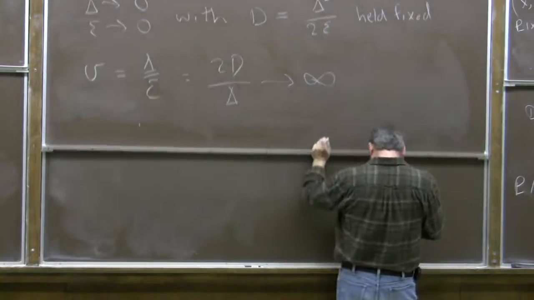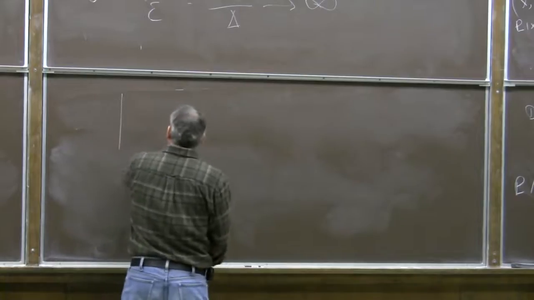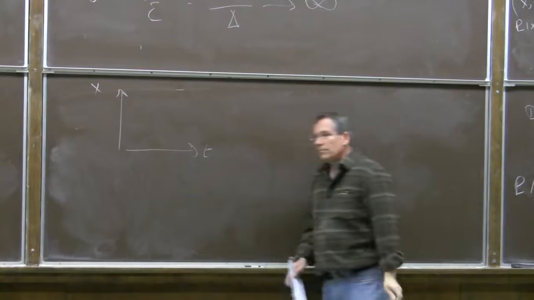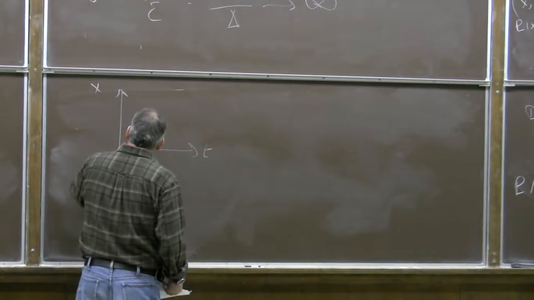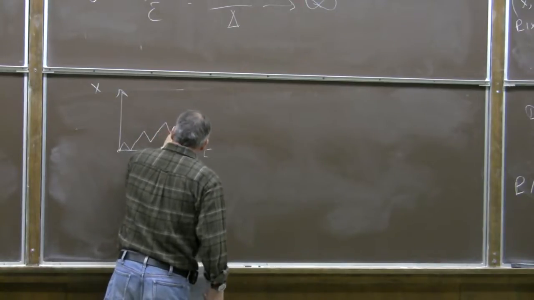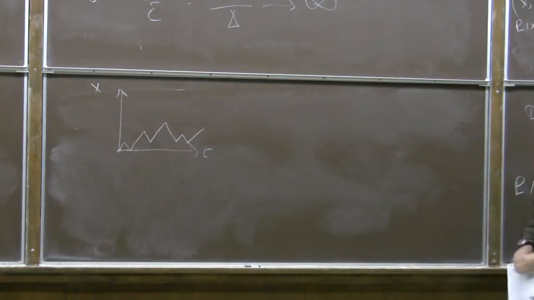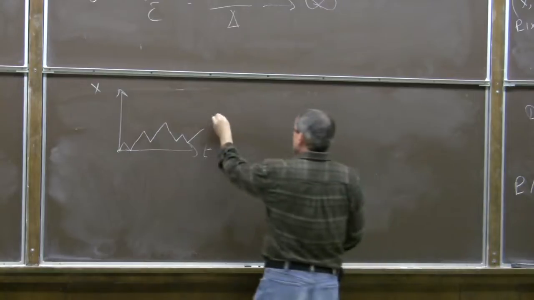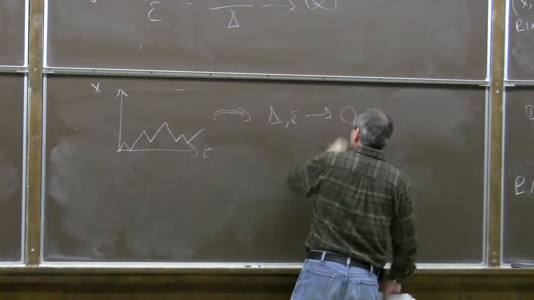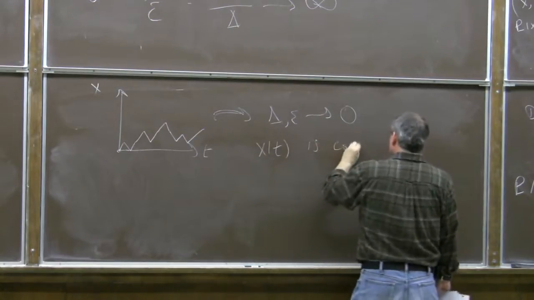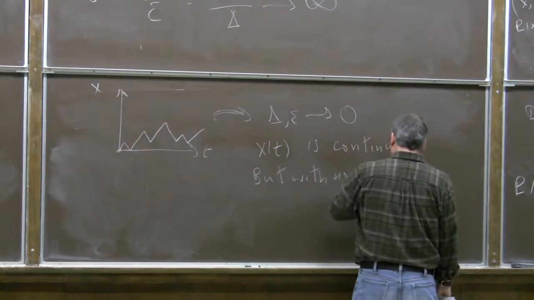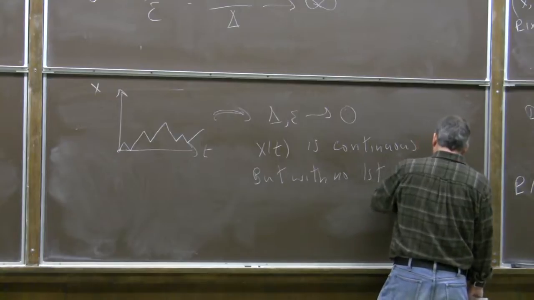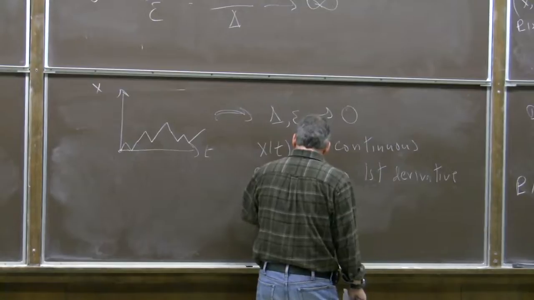Well, another way of saying it, maybe a better way of saying it, is that if we look at x as a function of t in our lattice model, x is hopping back and forth. We start out at the origin, maybe we go up, down, down, up, down, down, up, down, and so on, kind of at random. And now we want to consider the behavior of that curve when we take the time interval between jumps going to zero. And what happens as delta and epsilon go to zero is that x of t is continuous, but with no first derivative at any value of t.